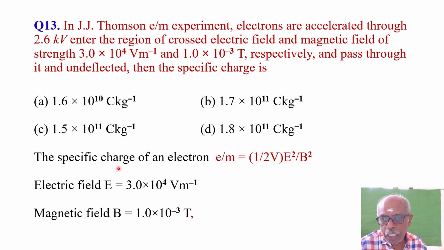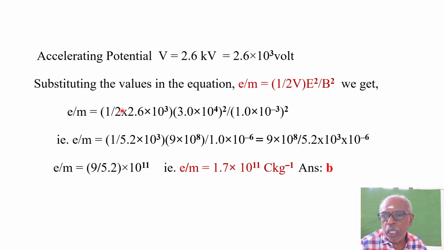Let us find it. The specific charge of an electron e/m is equal to 1/(2V) × E²/B². What is V? Accelerating voltage, 2.6 kV. What is E? Electric field E, its value is 3 × 10^4 volt per meter. What is the magnetic field? 1 × 10^-3 Tesla. Now you can substitute the values in the equation. Accelerating potential V is equal to 2.6 kV, that means 2.6 × 10^3 volt.